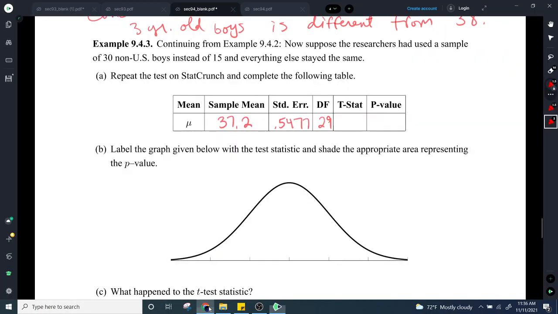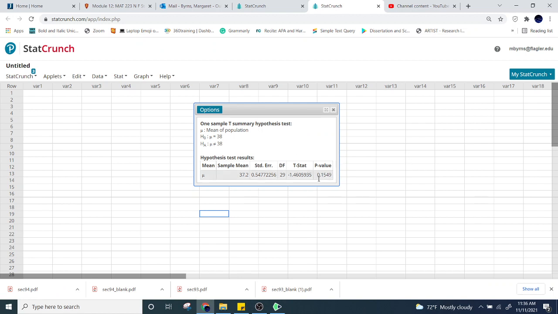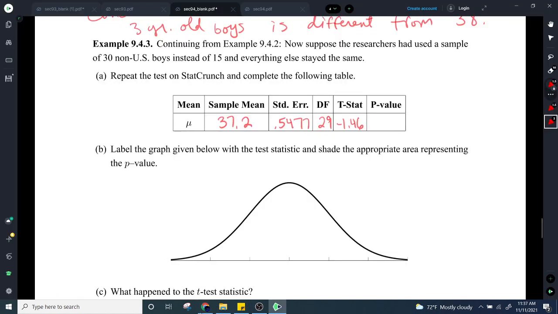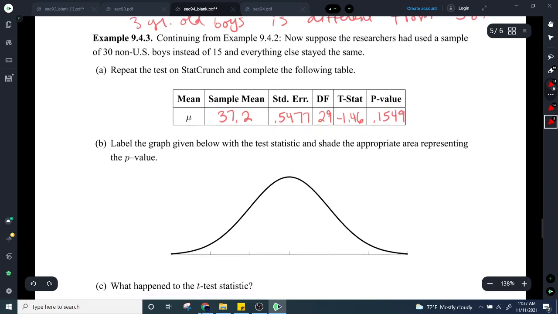And my t-stat is negative 1.46. A little bit more extreme. Notice then the p-value got a little bit smaller as we expected. It got down to 0.1549. Right? We got a more extreme test statistic, which means we have a smaller p-value.